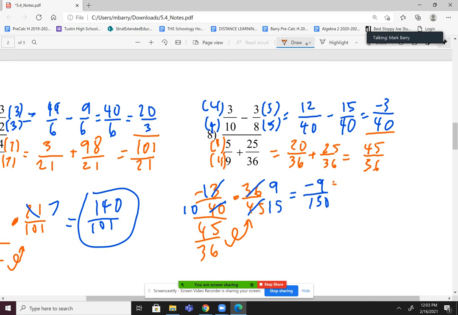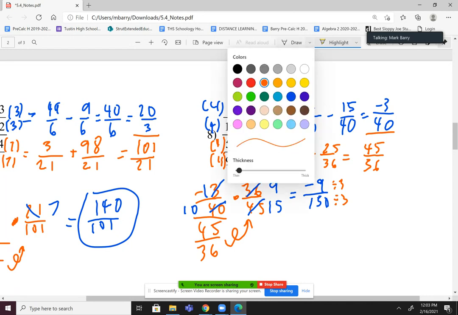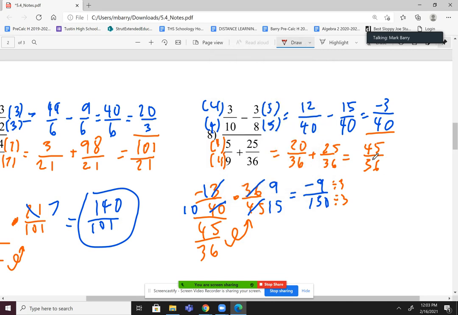I should have been able to, oh, I see. You know what? Back here, I could have reduced that by 9 way back here. I should have done that. That 45 over 36, that reduces by 9. I could have done that earlier. That's okay. I'm going to do it later. So now this is going to turn into negative 3 over 50. That looks good. Got there eventually.